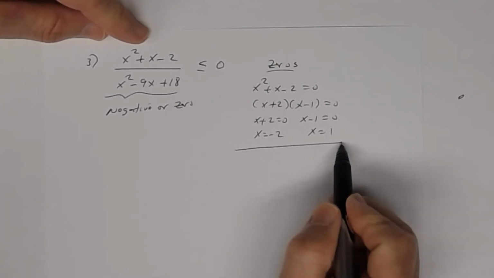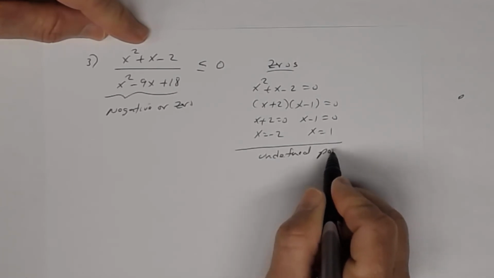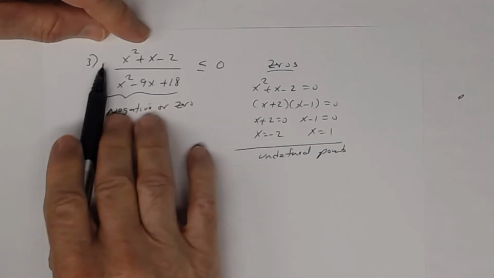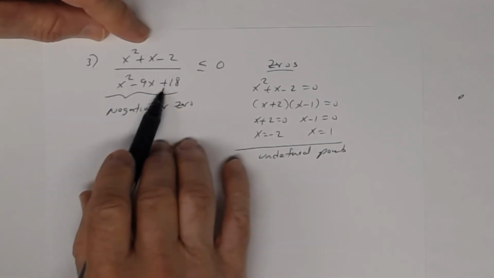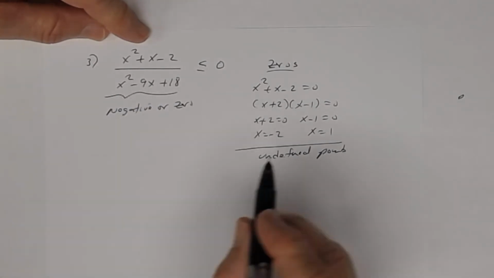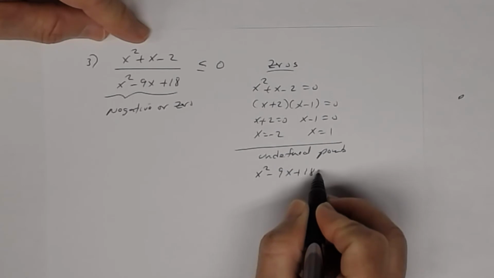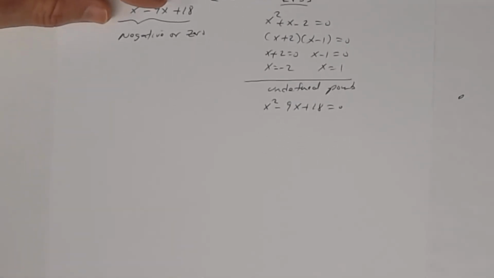All right. Then we're going to find the undefined points. So the undefined points is where this expression is undefined. So we're going to take the denominator and find out where the denominator is 0. So we just set the denominator equal to 0. So this is quadratic as well. It is factorable.